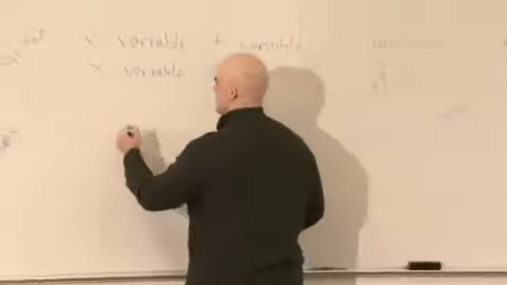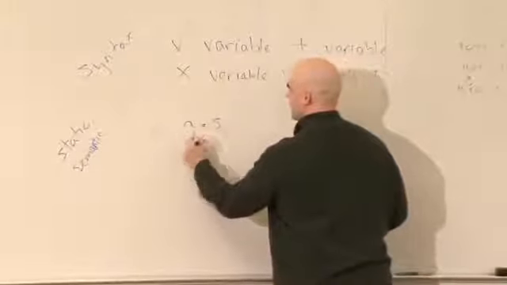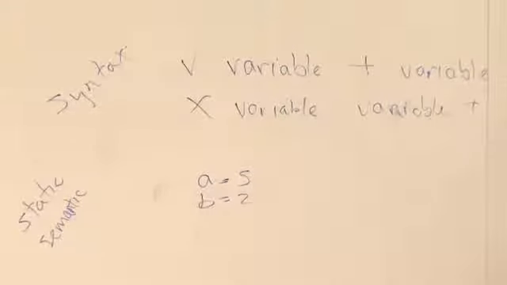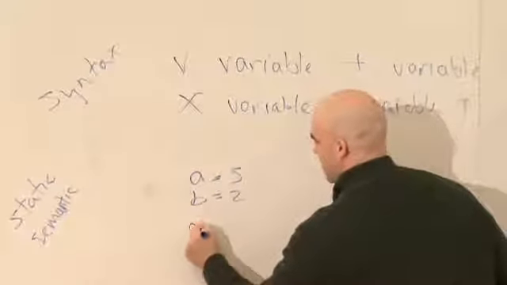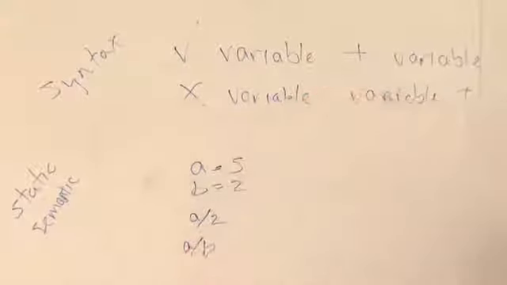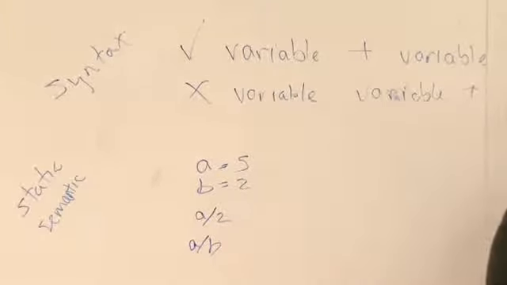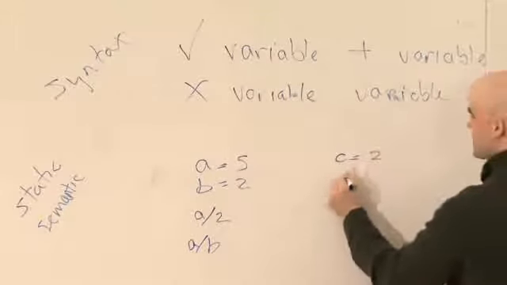So let's say that I have variable A is equal to 5 and B is equal to 2. A statement that's syntactically correct and is also meaningful with respect to static semantics could be something like A divided by 2, right? Or A divided by B. They're valid statements syntactically, and we know that 5 divided by 2 or A divided by B, they're both numbers, they mean something. On the other hand, let's say that I had this.